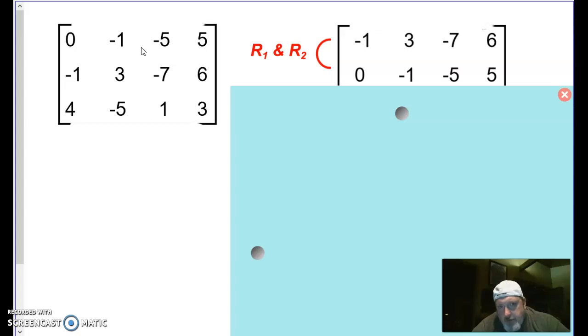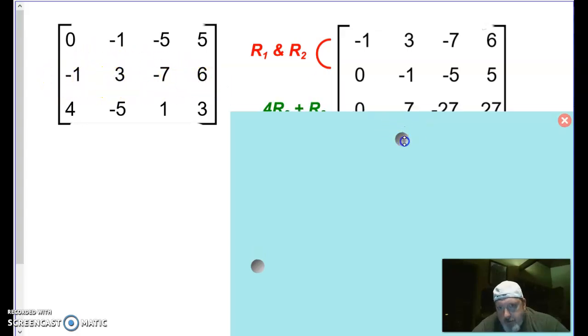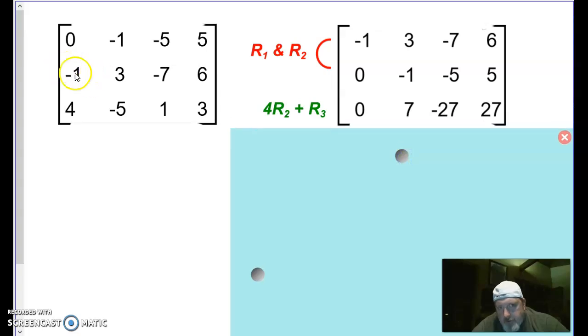Now the next thing I'm going to do, I am going to take this one right here, and I'm going to multiply that by 4. And the reason I'm going to do that is if I multiply this by 4 and add it here, I'm going to get a 0. And that's what I'm looking at. So notice it says 4R2 plus R3. That's referring back to the previous step. So 4 times this row plus the bottom row.